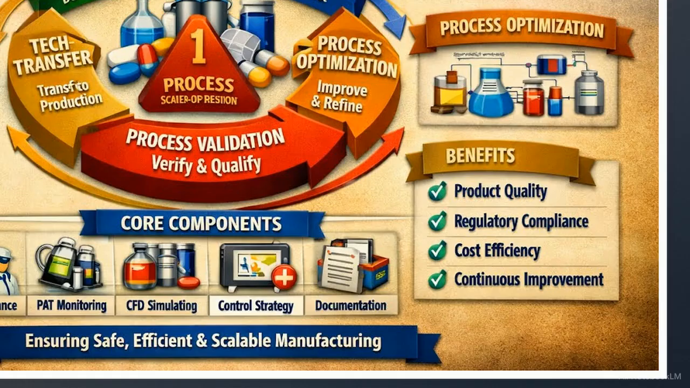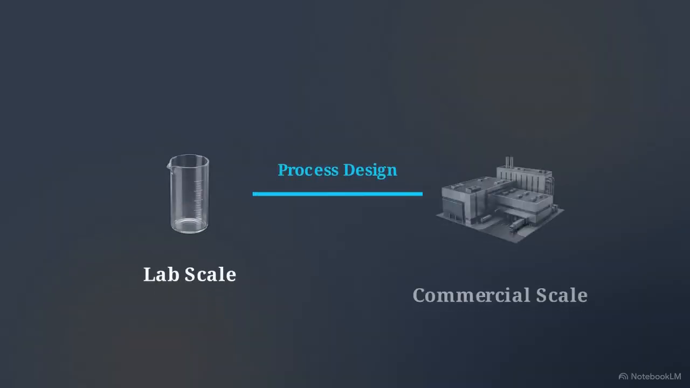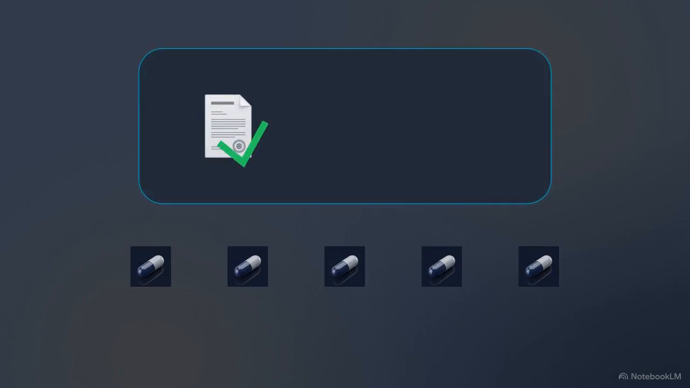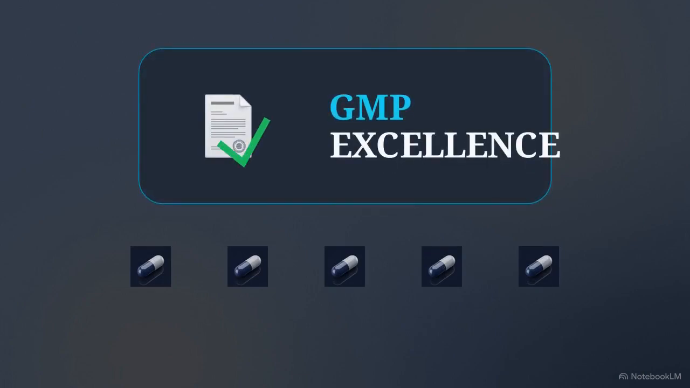The resulting system provides high product quality, regulatory compliance, and cost efficiency needed for sustainable manufacturing. Process design connects laboratory innovation to commercial viability. Mastering this progression is required for good manufacturing practice excellence and consistent pharmaceutical production.